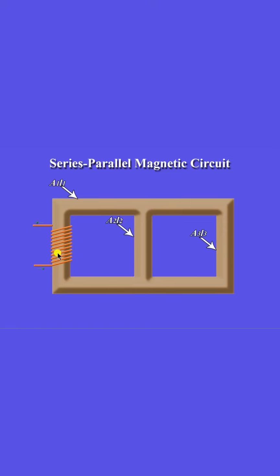When a coil having N turns is wound on this limb, and we pass a current through the coil, a flux is developed which passes through the entire core. Here in this core, the total flux developed is phi 1, which comes here and divides into two depending upon the reluctance of these two paths. So the flux passing through this path is phi 2 and this path is phi 3. So the flux coming from this path is in series with these two parallel paths. So this circuit can be called a series parallel magnetic circuit.